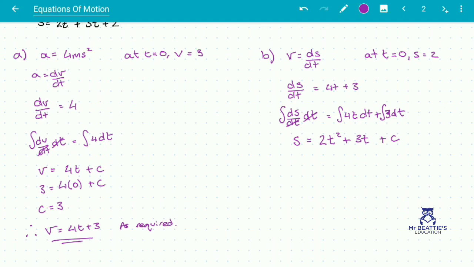Now our initial conditions, substitute in our values. It says that s is 2 when t is 0. So therefore c is going to be equal to 2. And if we substitute all those back in, we're going to get s is equal to 2t squared plus 3t plus 2 as required.